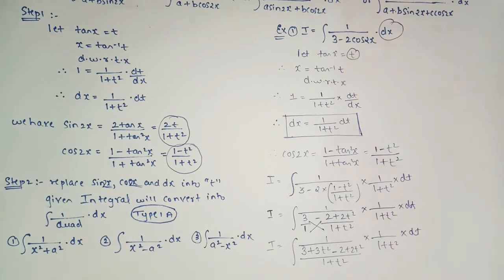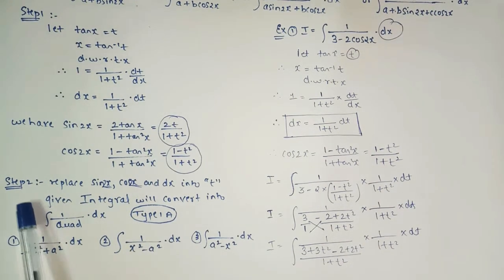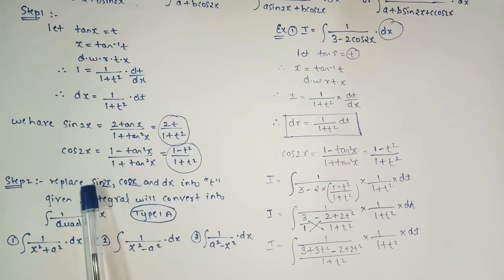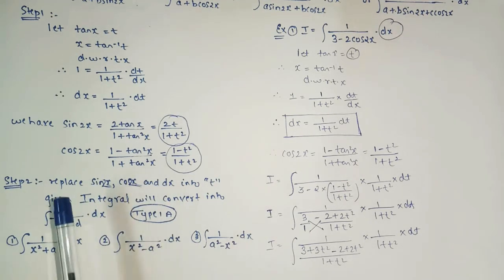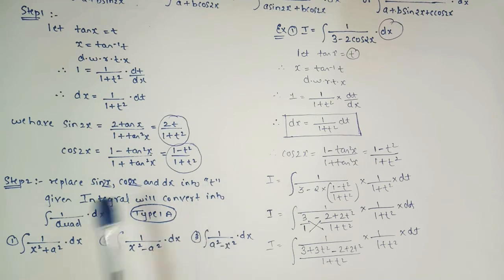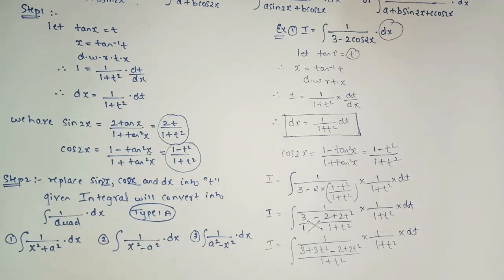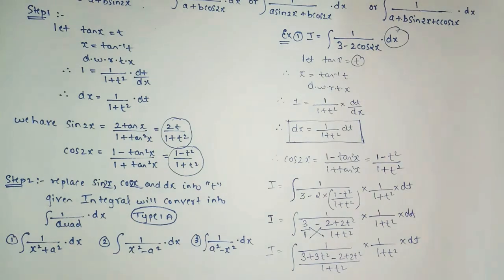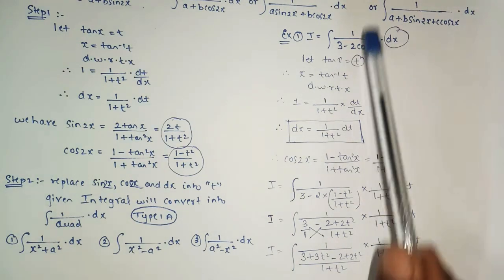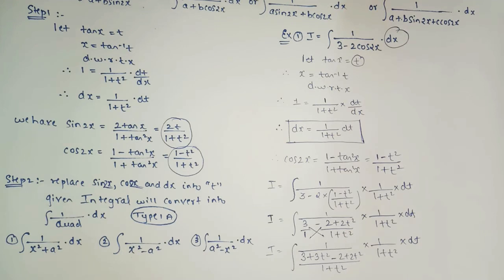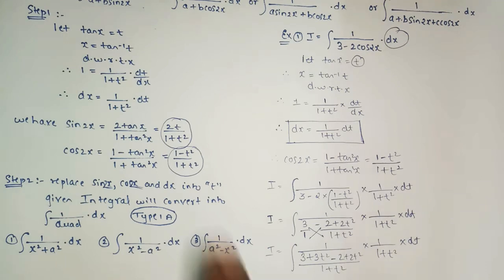Okay, same as type number 4. There also we used to replace sine, cos and dx in terms of t. Here also we have to replace sin 2x, cos 2x and dx in terms of t. The integral will get converted into 1 upon quadratic, and we know that for 1 upon quadratic there are 3 main formulas. Just simply check whether you have to use the first, second or third formula. So here we took one example where it was 1 upon 3 minus 2 cos 2x. Sometimes cos 2x will be replaced by sin 2x, but the format will be the same.